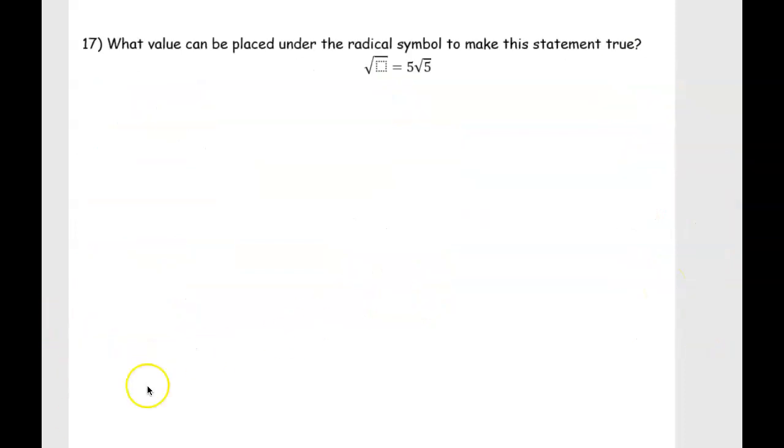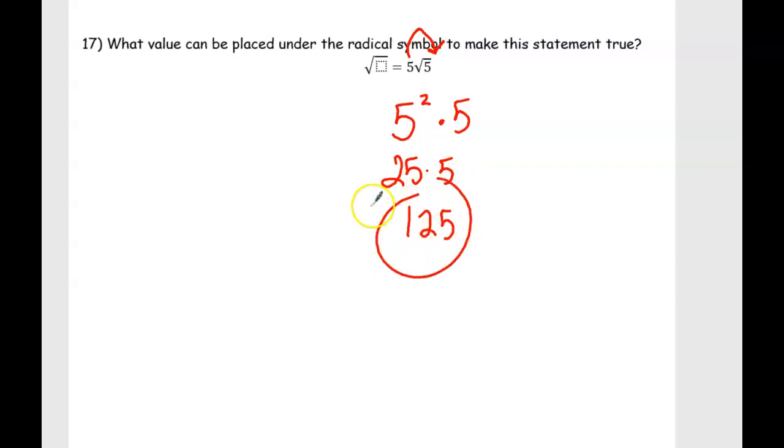Okay, so now we're going backwards. All right, so it's saying what value can be placed under the radical symbol to make the statement true. So think about putting that 5 back inside as the radicand. Now to take it out, we found the perfect square. To put it back in, we want to square it. So we're going to take 5 and square it and then multiply it by what's inside, okay? And so that would be 25 times 5, which would be 125. Okay, so you're putting that 5 back in by squaring whatever's on the outside. You take whatever's on the outside and you raise it to the power of whatever the index is. And in this case, the index is 2.